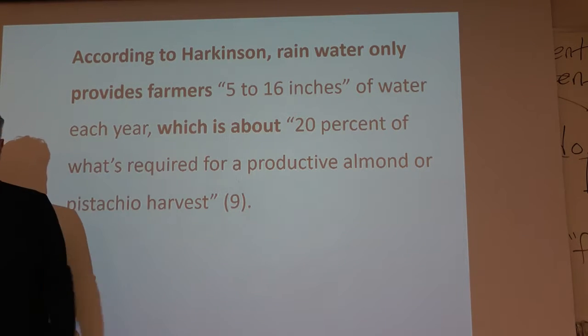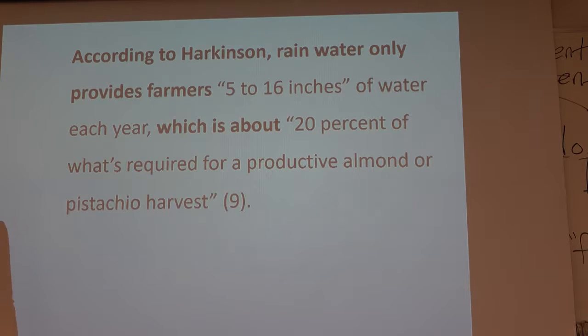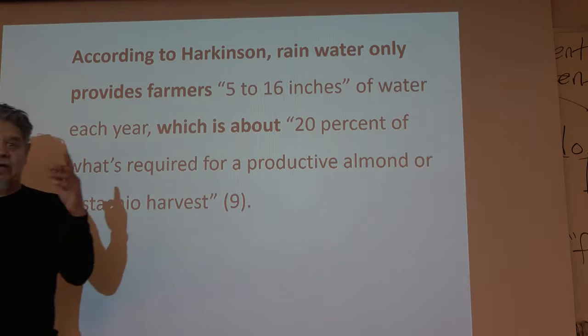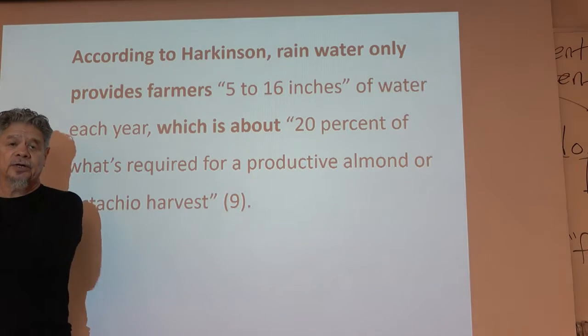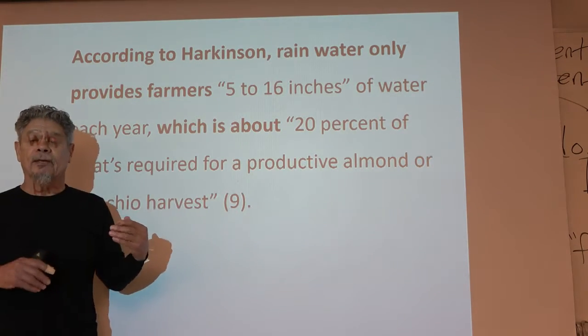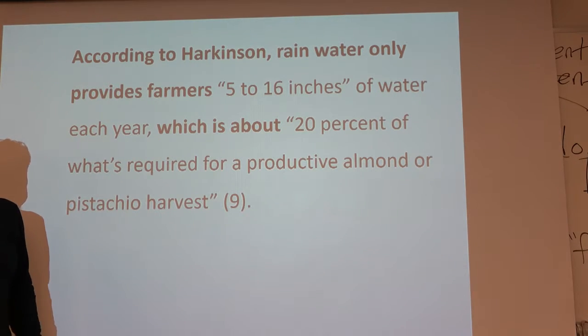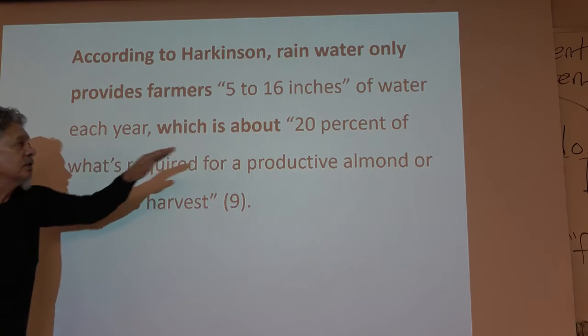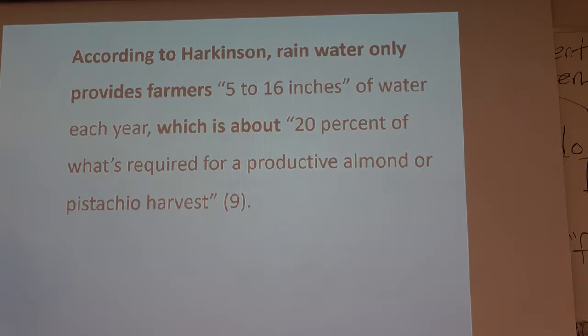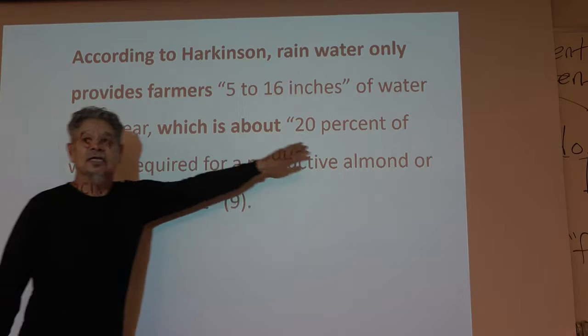But usually, when you have the entire quote, you have the attributive word just before the quote. Very true. When you have a complete sentence quotation, you're going to have the attributive word, a comma, and then the quote. But on a partial sentence quote, it's not necessary. No. And look at the introduction for the second part, which is about 20% of what's required for a productive almond or pistachio harvest. This introduces the second part.